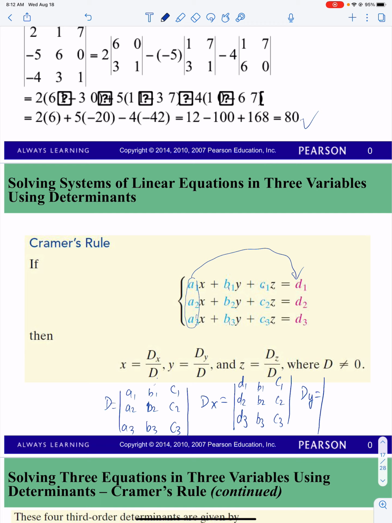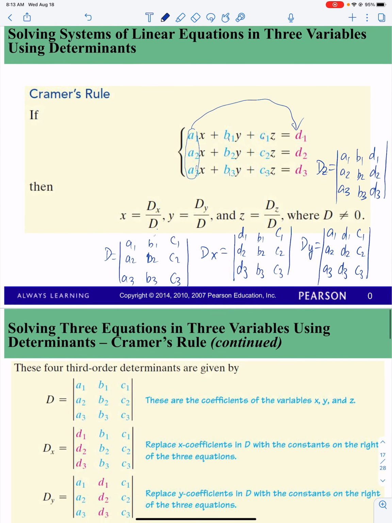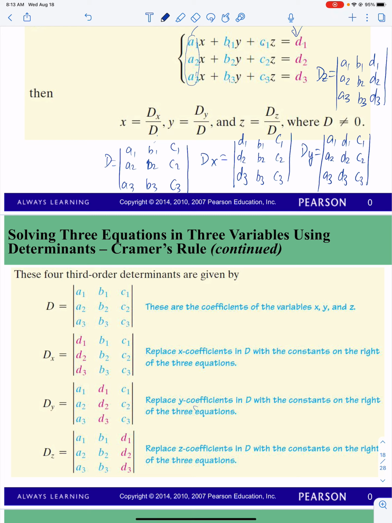So instead of replacing x, you replace the y. You have A1, A2, A3, that's your x. So your B1, B2, B3 is gone. D1, D2, D3, C1, C2, C3. And similarly, what will be your Dz? It will be A1, A2, A3, B1, B2, B3, your C1, C2, C3, it will be what? D1, D2, D3. You with me? So this is a pretty straightforward thing. You replace the x coefficient, replace the y coefficient, replace the z coefficient, yeah?